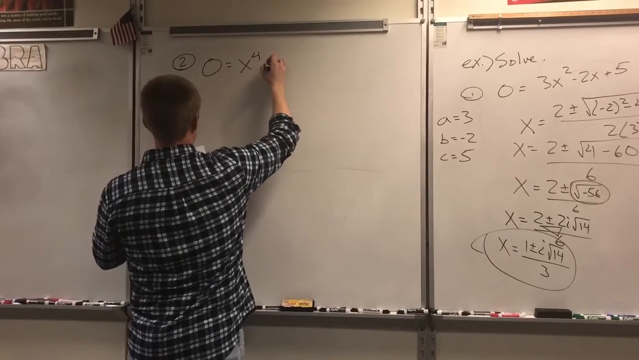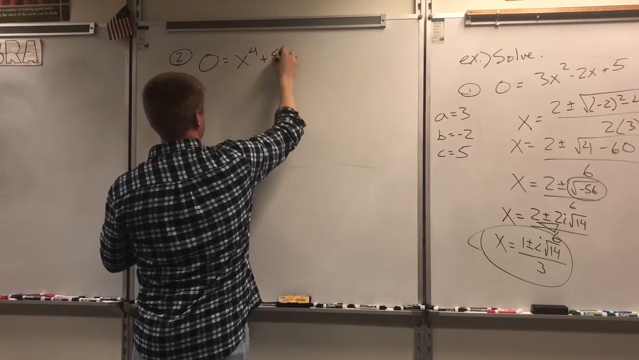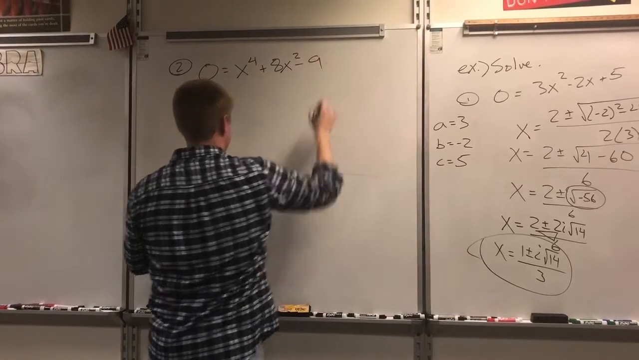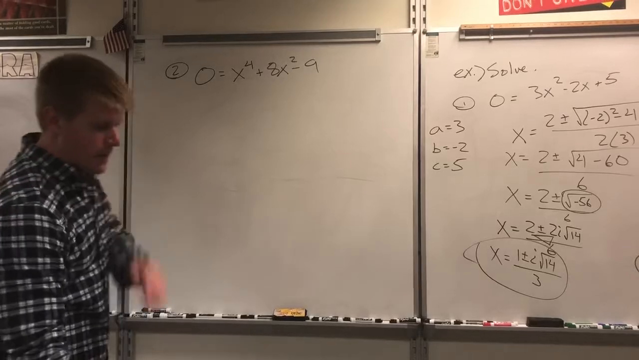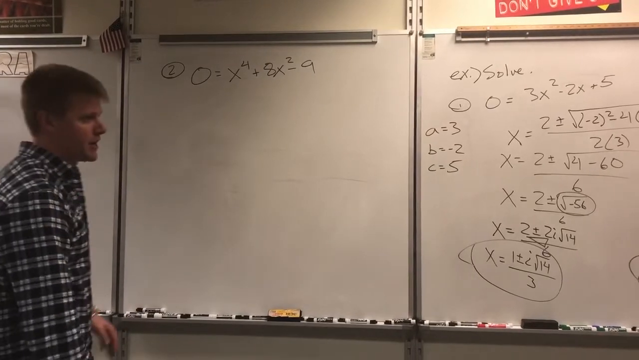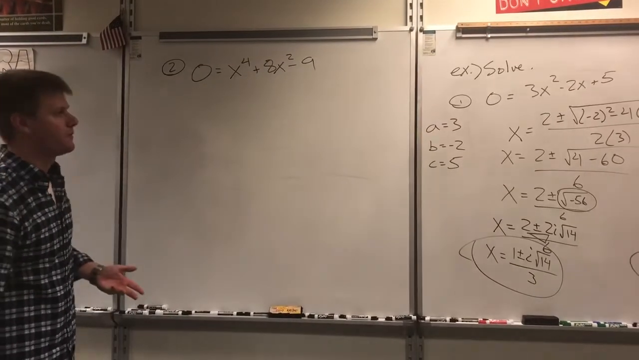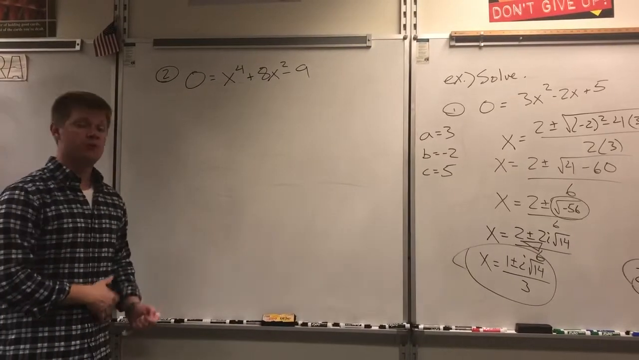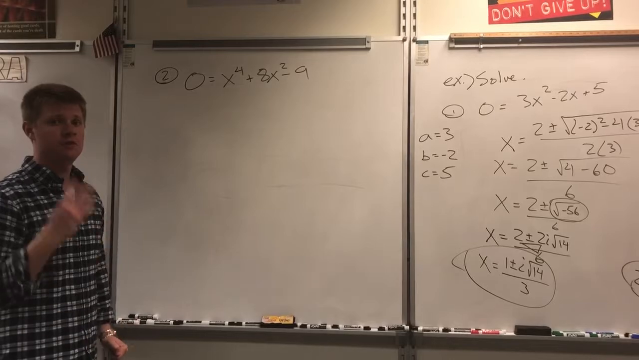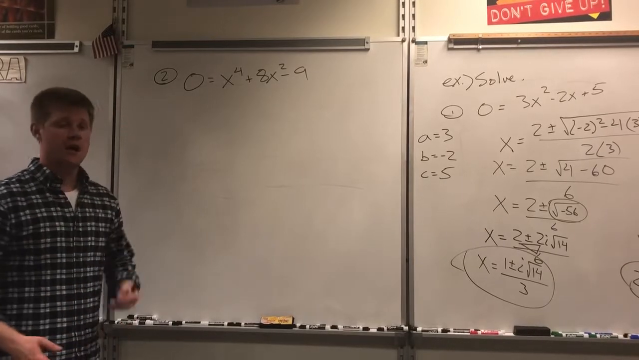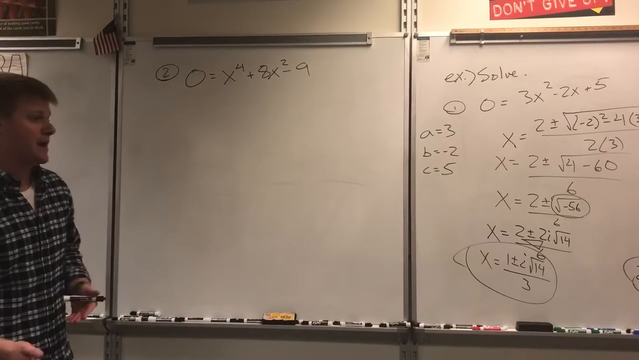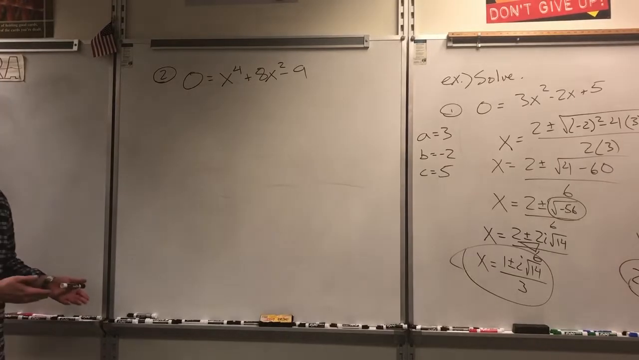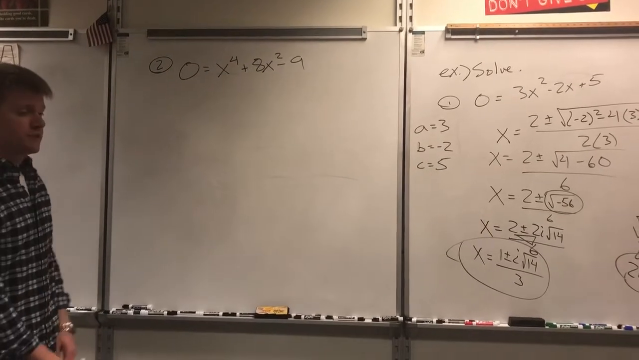x to the 4th, or 0, equals x to the 4th plus 8x squared minus 9. All right, now this one hopefully you notice is not a quadratic equation. Hopefully you know the reason for that. This one has a degree that is higher than 2. It's actually 4. So I'm going to expect a maximum of a total of 4 solutions. Now, I may get a combination of real, imaginary, I may get some, all of one, but we'll see.